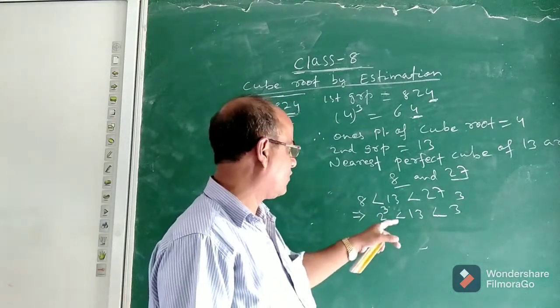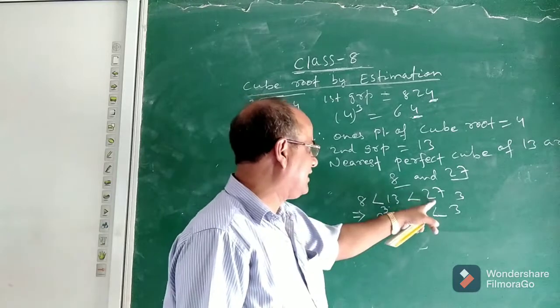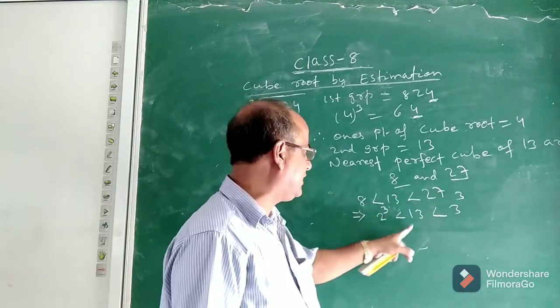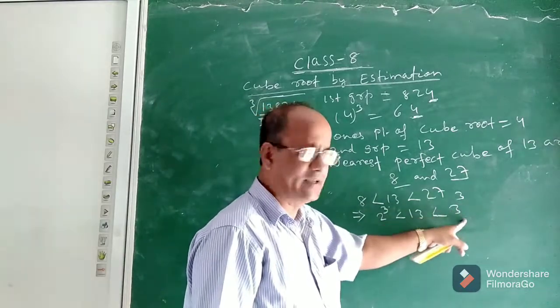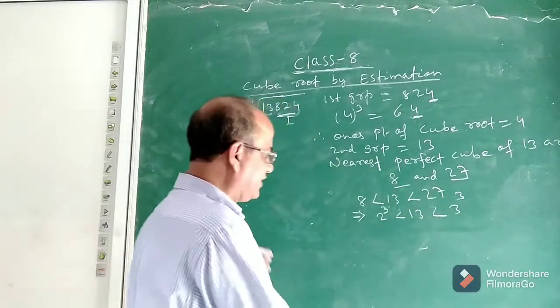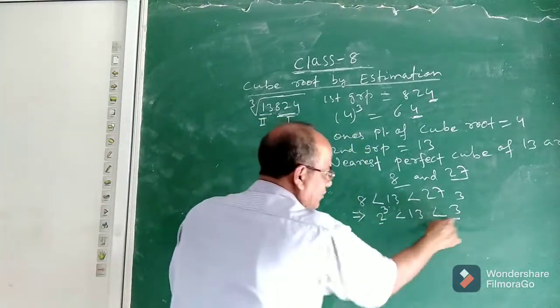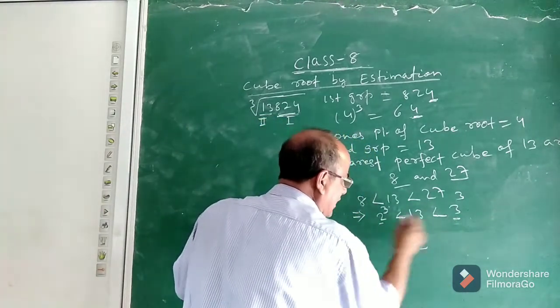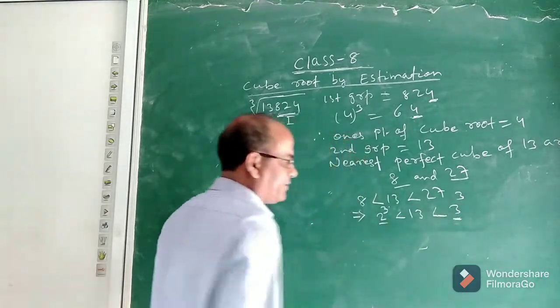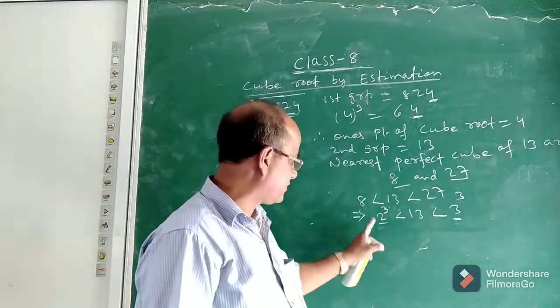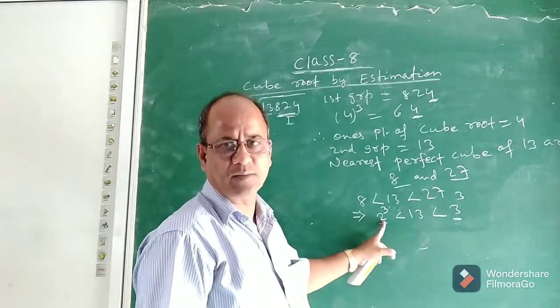Now, this 13 is less than 27 and greater than 8. That means in place of 8 we write 2 to the power 3, and in place of 27 we write 3 cube, or 3 to the power 3. So now see, between the two digits, 2 and 3, which one is smaller? Tell me. Clearly the answer is 2. 2 is the smaller number.